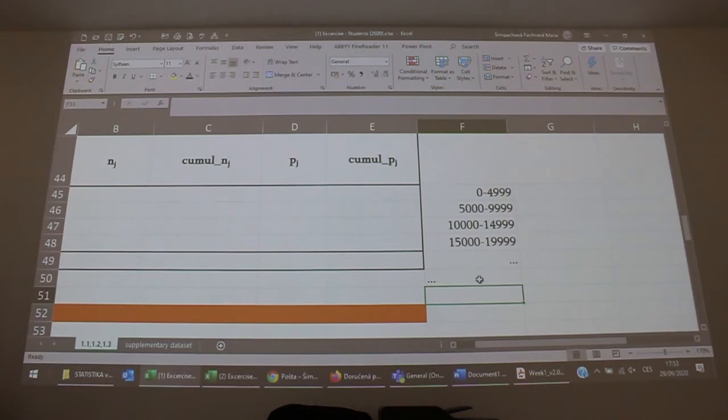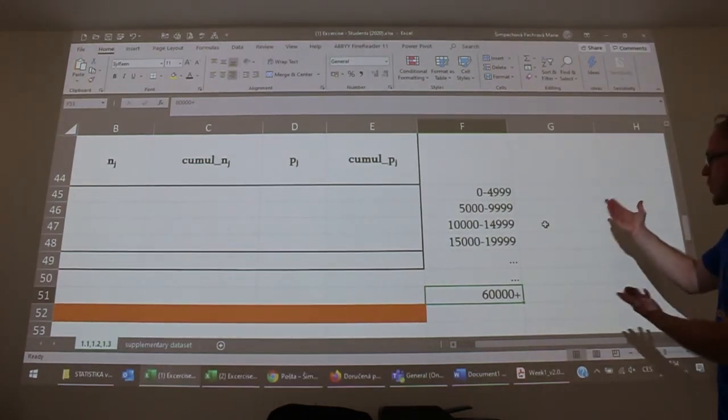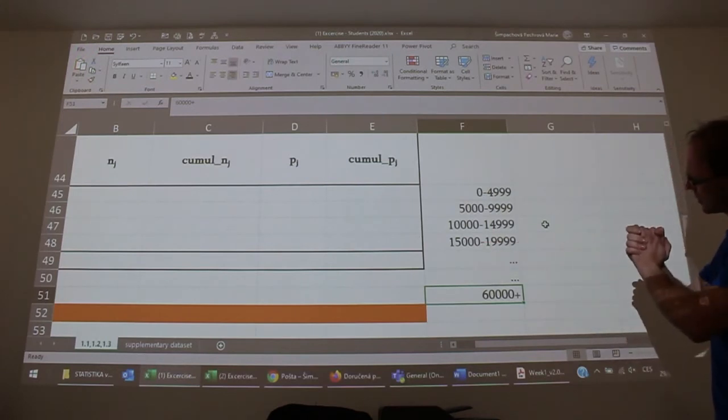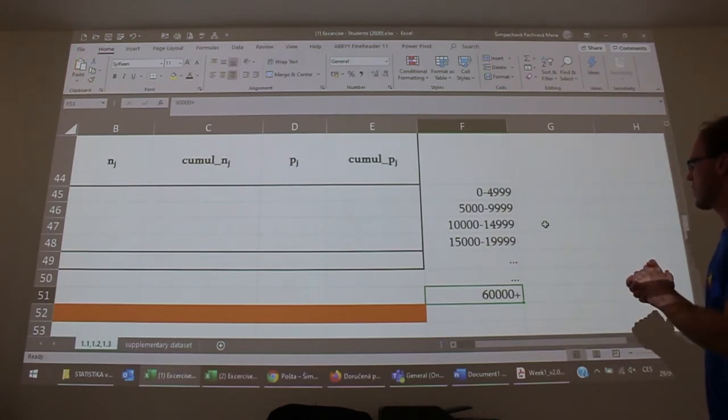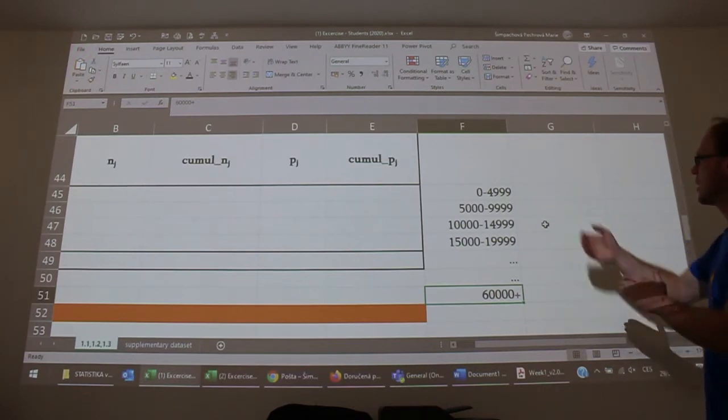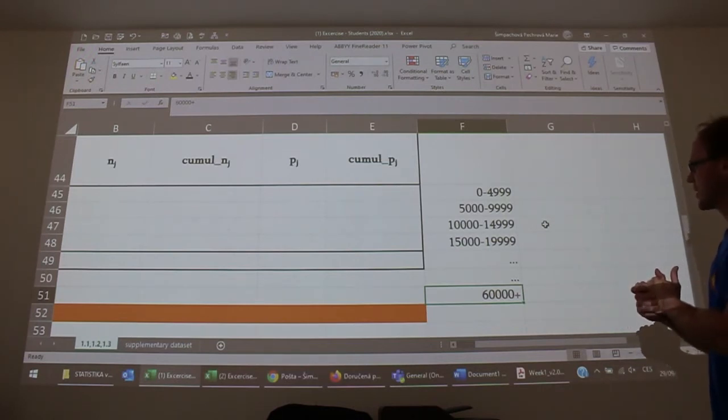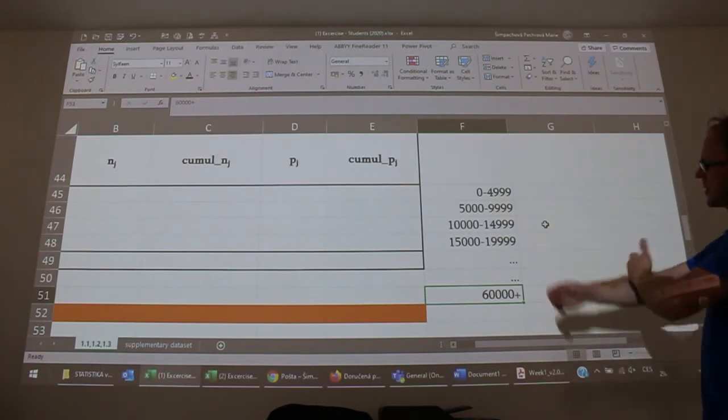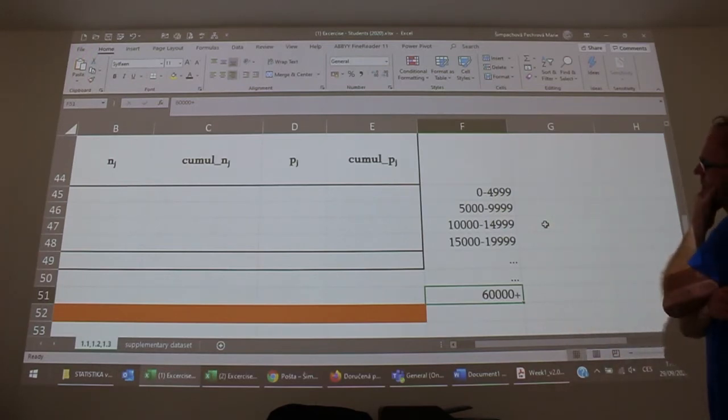And the last interval was an open interval, for example, 60,000 Czech crowns and more. So this was the last one. You told this person performing the survey your interval, and this person, man or woman, must use this data set in intervals.